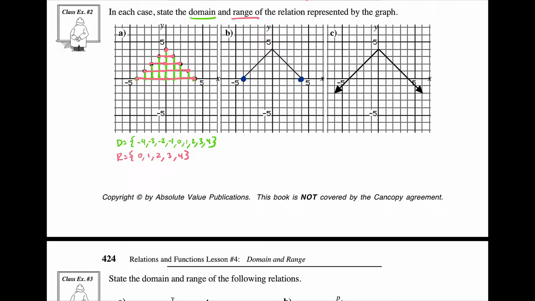But in this case, they're closed circles, and we want to know, well, what is our domain? Now in this case, if I follow the lines down, it looks like it's going to be the same as the other one. But remember that this thing has values all in between here. So there's basically infinite values. So it starts at -4 and includes all the values all the way to +4.